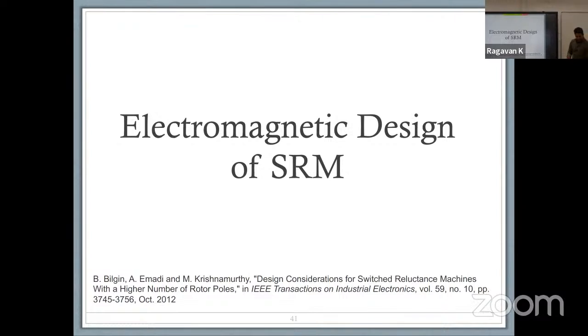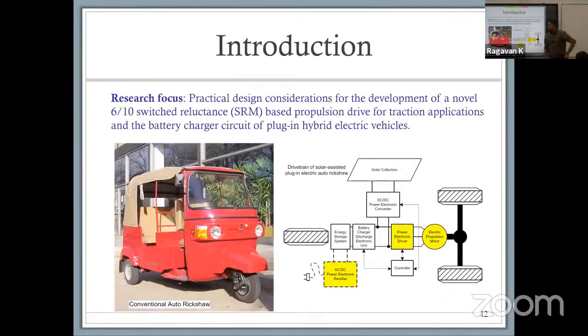Okay, so we've been talking about the idea of electromagnetic design of switched reluctance machines, right? So can you just activate that? No, activate this one. You had to click here. Yeah, there you go. Okay, now let's go.